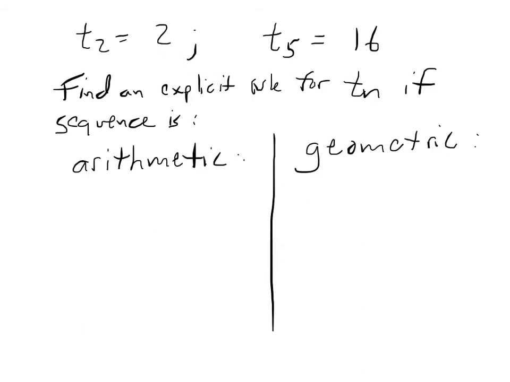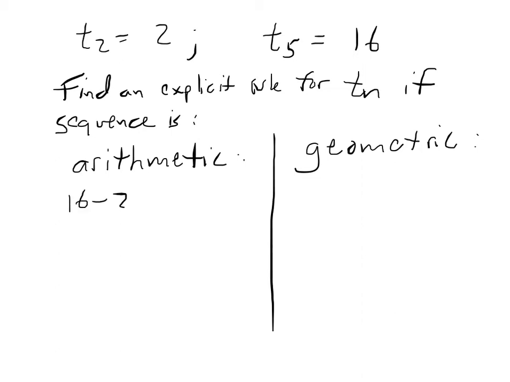So, suppose we're given that the second term of a sequence is 2, and the fifth term is 16, and I'm asked to find an explicit rule for the nth term, assuming the sequence is either arithmetic or geometric. So let's assume arithmetic. To go from the second term to the fifth term, I know I'm going to add 3 differences, because I've got to get the second to the third, then the third to the fourth, then the fourth to the fifth. So I know 3 differences.